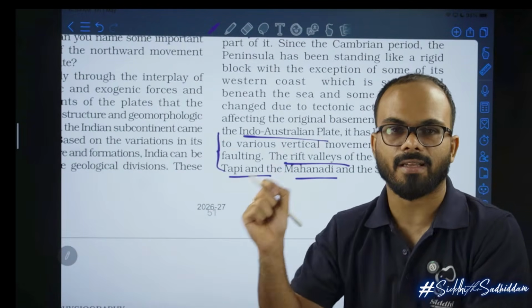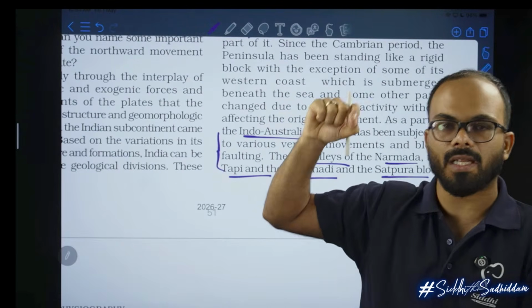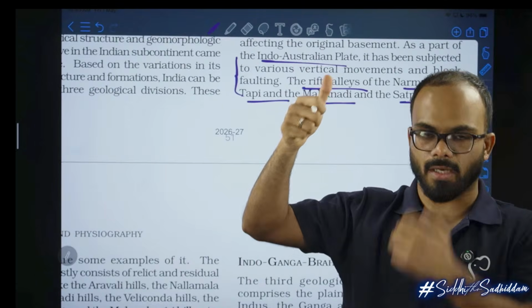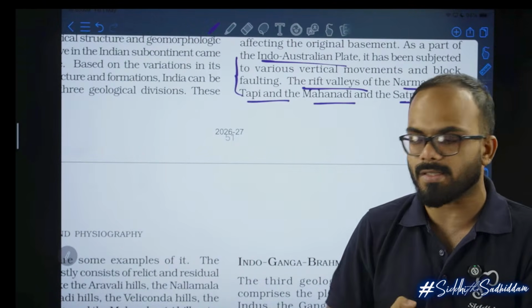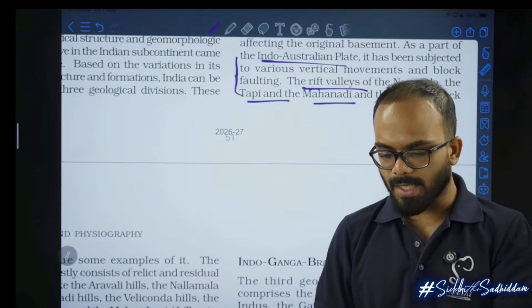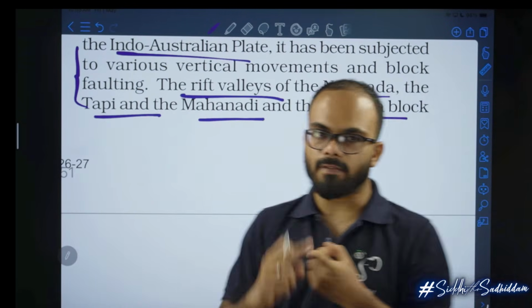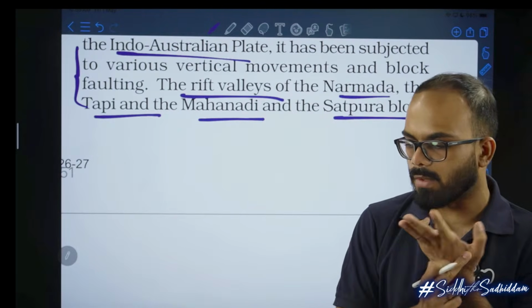So the question that they can ask you in the exam is, Narmada Rift Valley has been created because of which of the following actions? First is convergence, second is divergence, third is transform. What kind of boundary is it? Narmada Tapi Rift Valley is what kind of boundary? Is it a convergent boundary, or a divergent boundary, or a transform boundary?